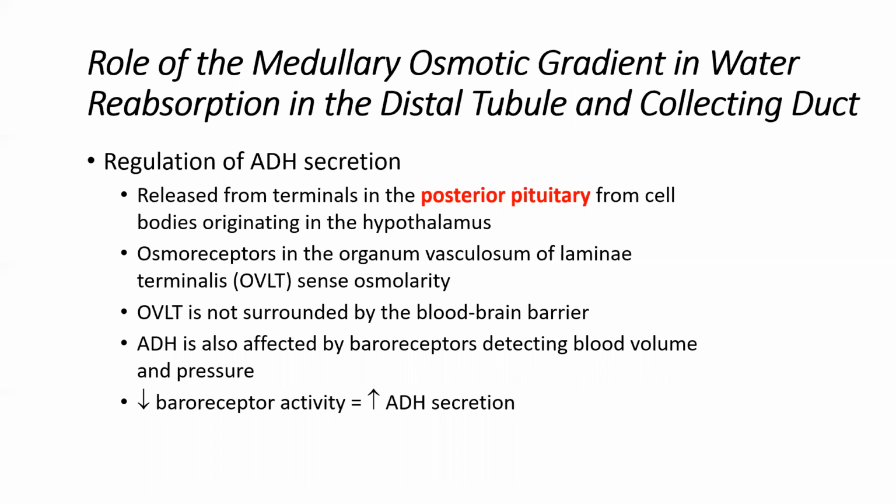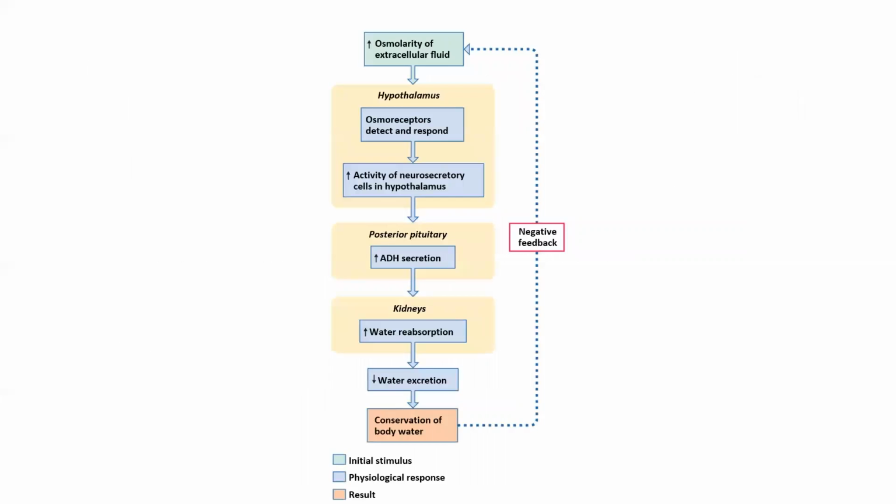So the OVLT, which is determining the plasma osmolarity, and the baroreceptors, which are determining the blood pressure and blood volume, are the stimuli for ADH. So let's go through this flow chart, which gives an example of how that happens, of how the ADH is secreted and how it regulates water reabsorption.